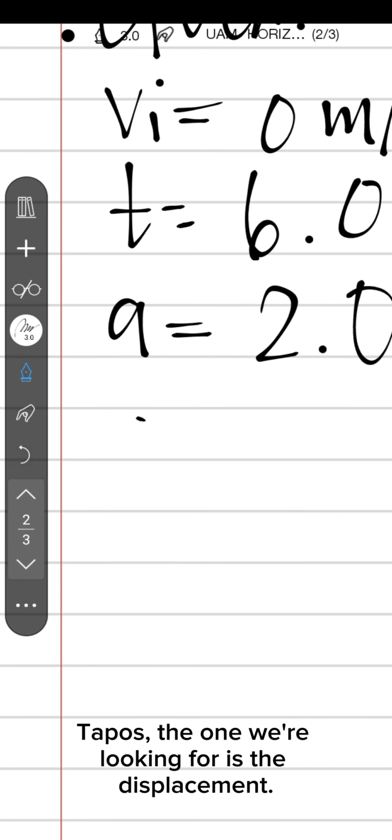Now, in order to find the displacement, we first need to look for the formula. Now, to find the formula, you just need to go back to the equation before, like this one. So, you need to find the same coefficient from the given. In the given, we had initial velocity, the time, the acceleration, and the displacement.